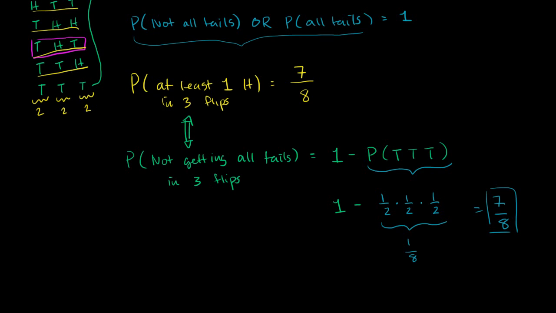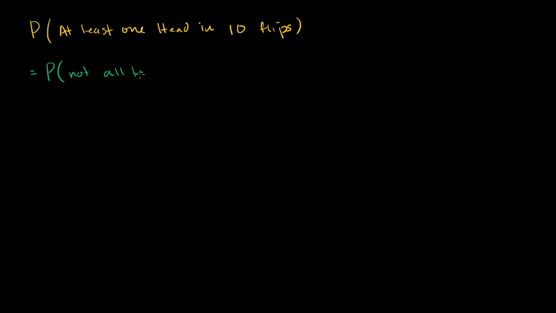So we can apply that to a problem that is harder to do than writing all of the scenarios like we did in the first problem. Let's say we have 10 flips. The probability of at least one head in 10 flips. Well, we use the same idea. This is going to be equal to the probability of not all tails in 10 flips. So we're just saying the probability of not getting all of the flips to be tails. Not all tails in 10 flips.